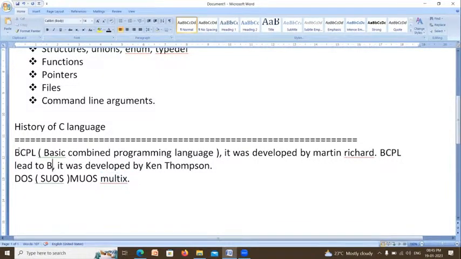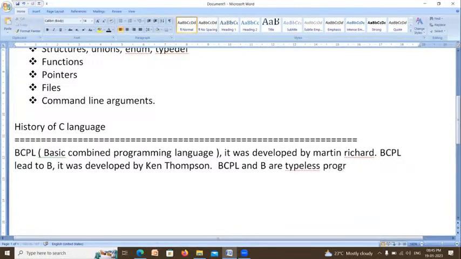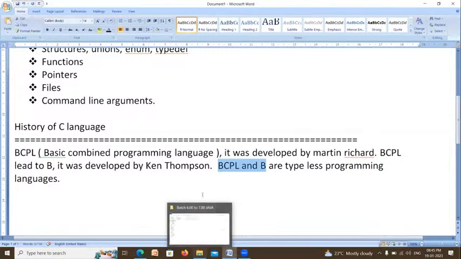They successfully developed BCPL, and after that, they developed B also. Actually, BCPL and B are typeless programming languages. What is the meaning of typeless? Typeless programming languages means these two don't support data types. So they are called typeless.